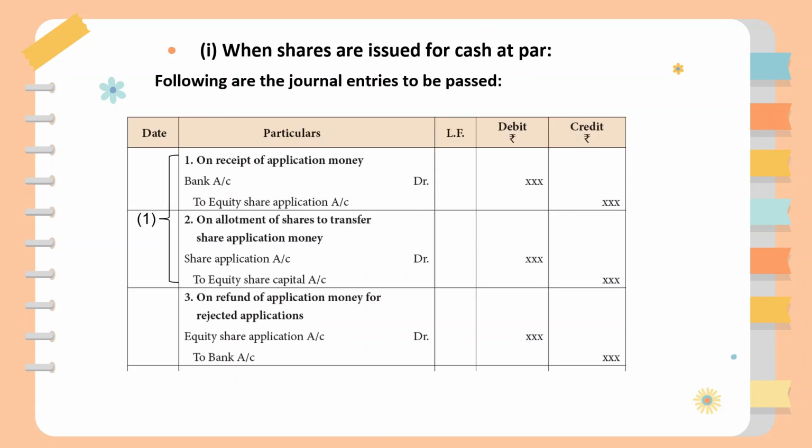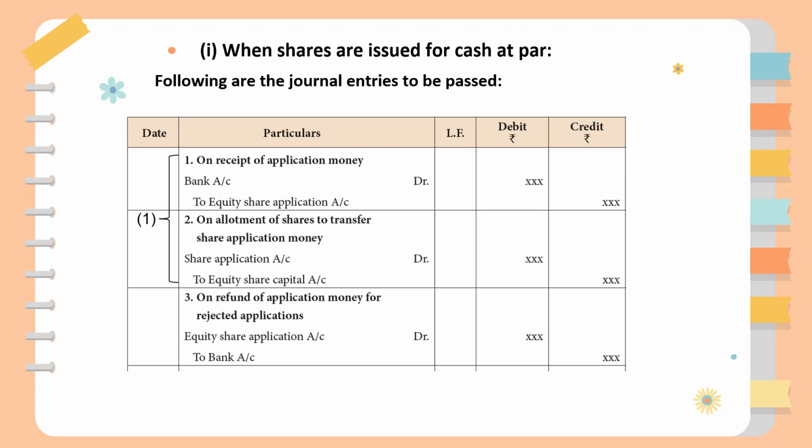Now we'll see the journal entries for the issue of shares for cash at par. I told you earlier, each stage, each installment will have two entries. The first installment is application money. First is bank account debtor to equity share application, and then the second entry is transfer of this equity share application to equity share capital. Now, to memorize easily, the first entry is this.